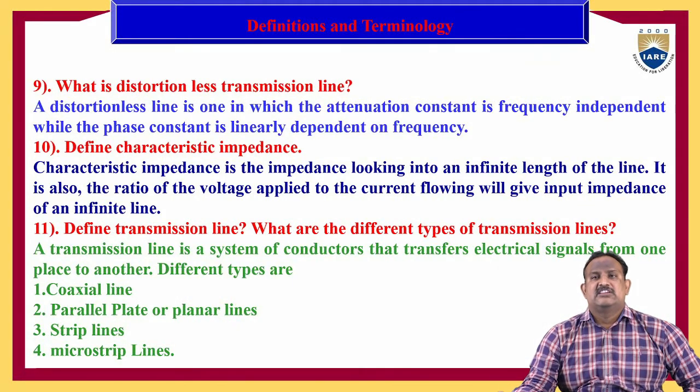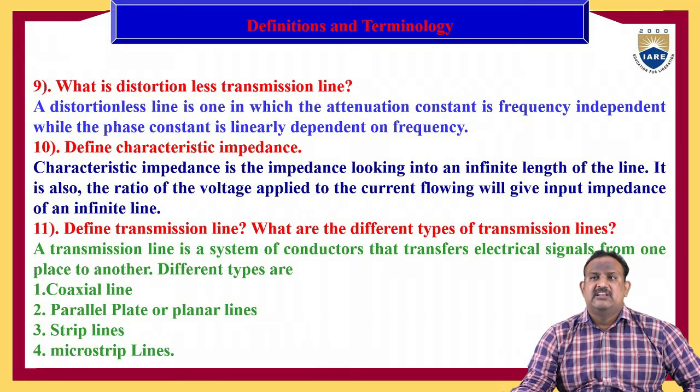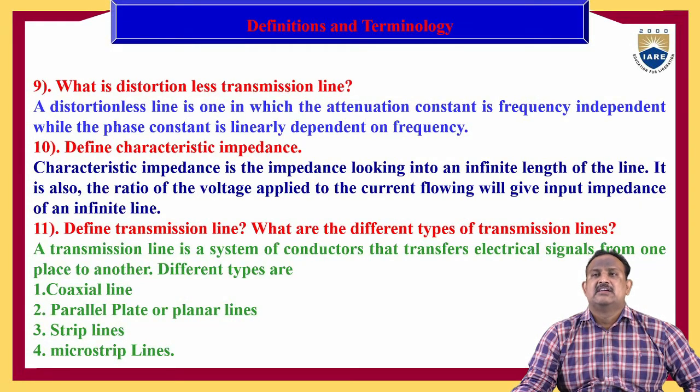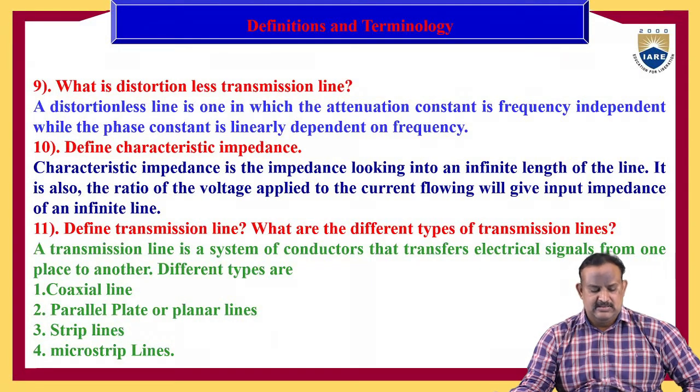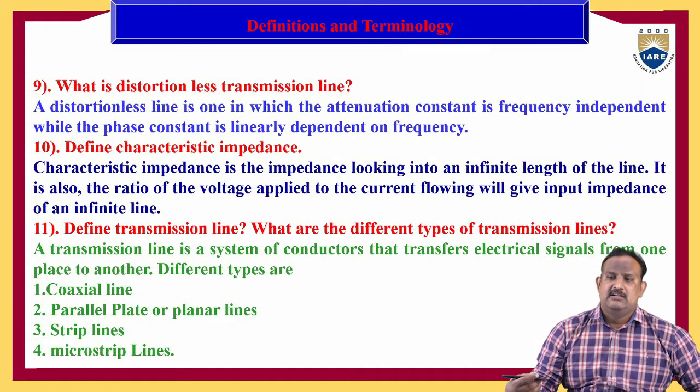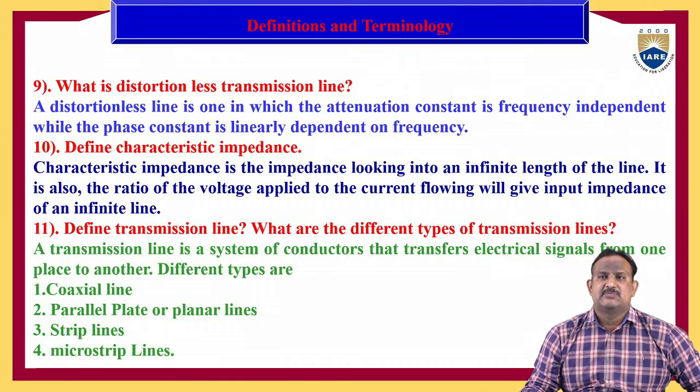Define transmission line. What are the different types of transmission line? A transmission line is a system of conductors that transfers electrical signals from one place to another, or from source to destination. The different types of transmission lines are coaxial transmission lines, parallel plate or planar transmission lines, strip lines, and microstrip lines. These are some examples of types of transmission lines.